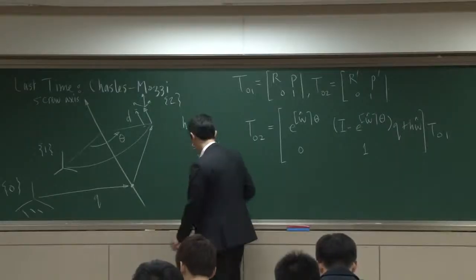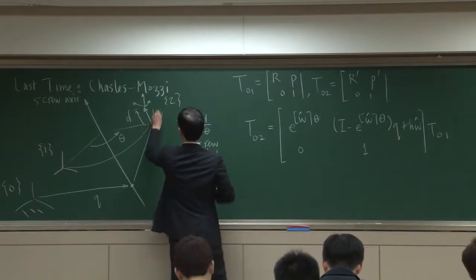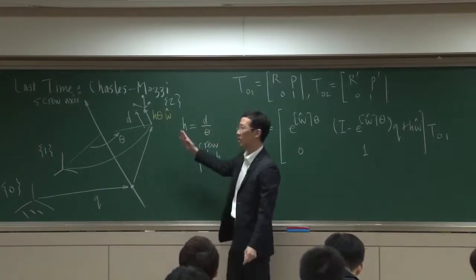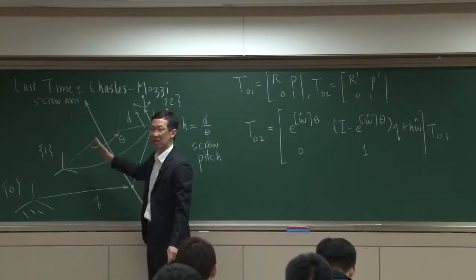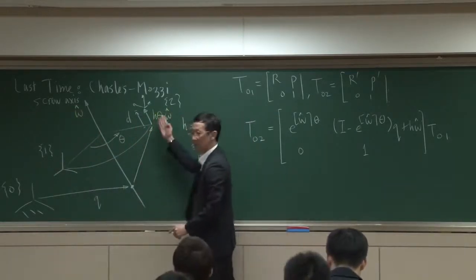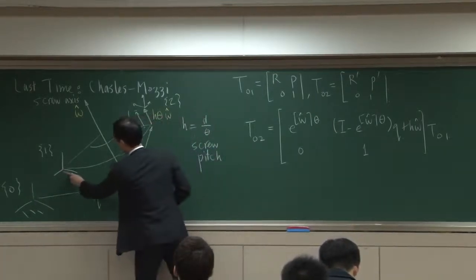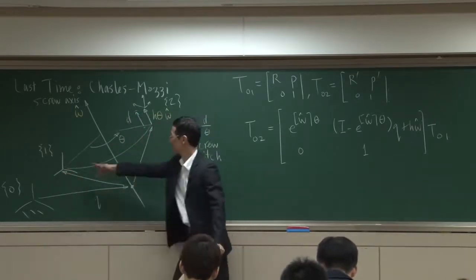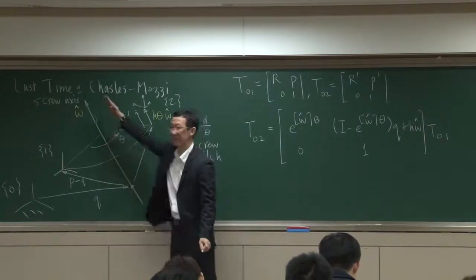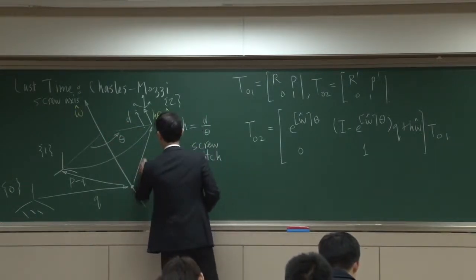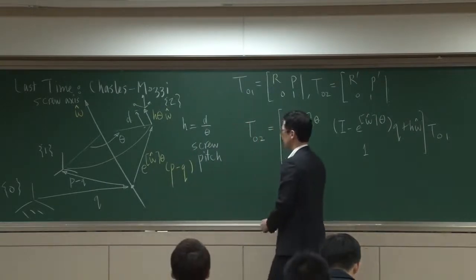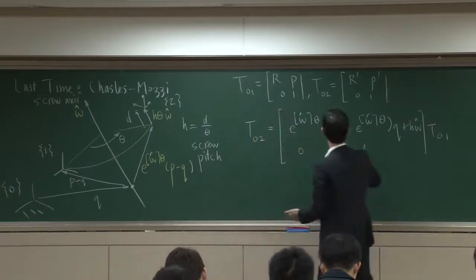So now let's start with the easy one. What's this? Well, this vector is just h times theta. So h times theta is the distance d in the direction omega hat. So what's omega hat? Omega hat is just a unit vector in the direction of the screw axis. And now this part, what's this? Well, this is just a rotated version of that vector. So this vector is p minus q. If we rotate p minus q around this axis, that can be expressed as e to the omega hat theta times p minus q. All right, so we use this picture to come up with this formula.